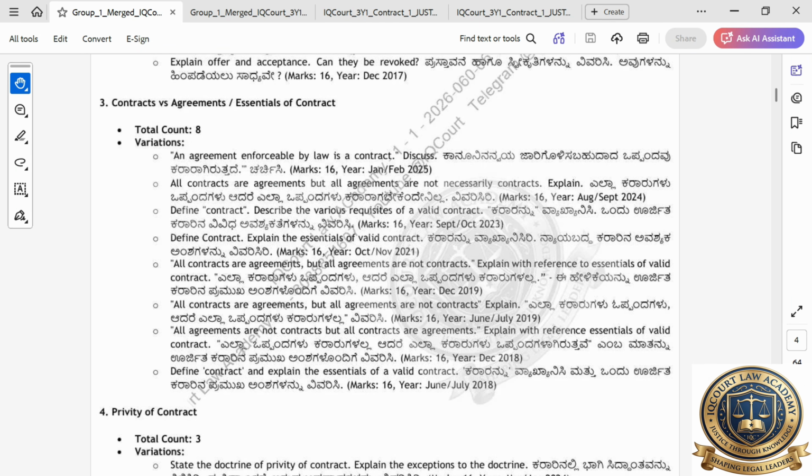This question was asked in 2025. An agreement enforceable by law is a contract. Very simple, very easy. There is nothing else. You just have to write the essentials of an agreement. He is asking in a different way.